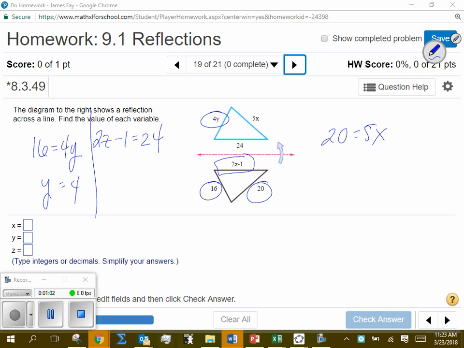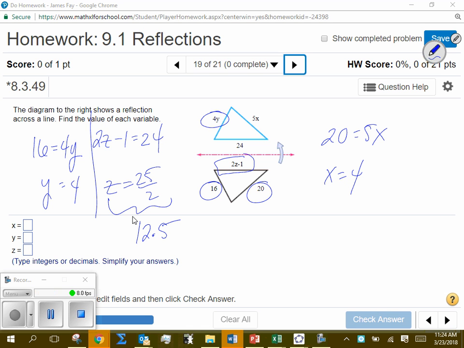Y would be 4 here. Z would be 25 halves. And then here we get x to be 4. It says type integers or decimal, so this one needs to be changed to a decimal. Turns into 12 and a half, right? Okay. So put that in there to see if we remember through the discussion that we had that distances are saved when you do reflections.